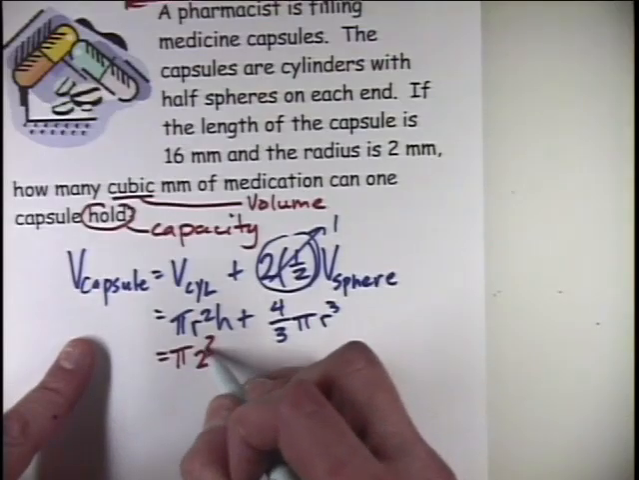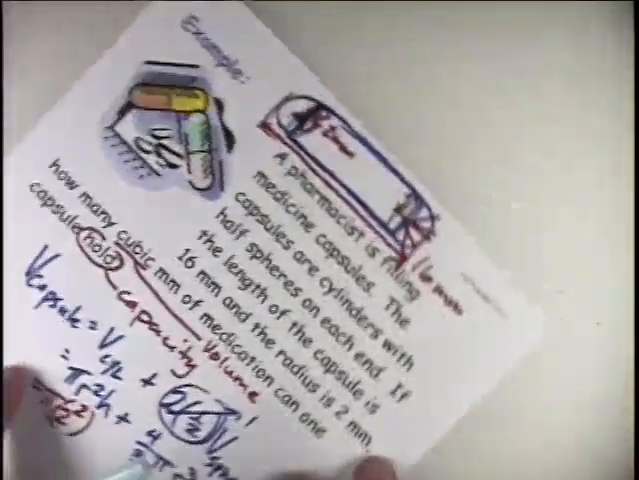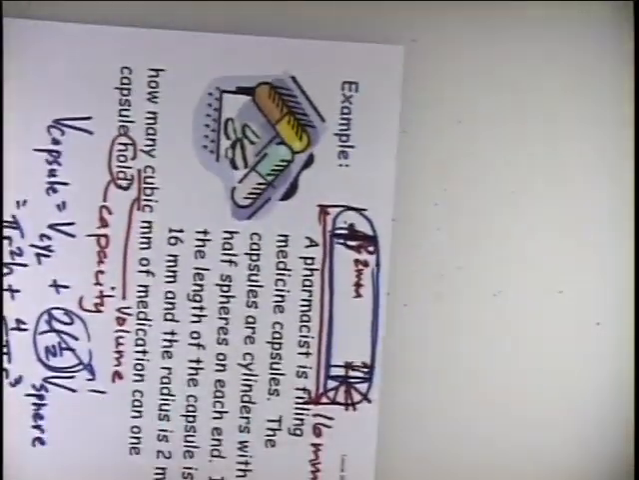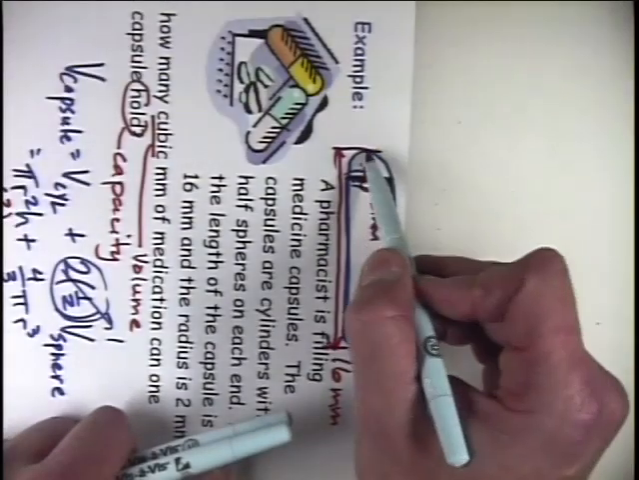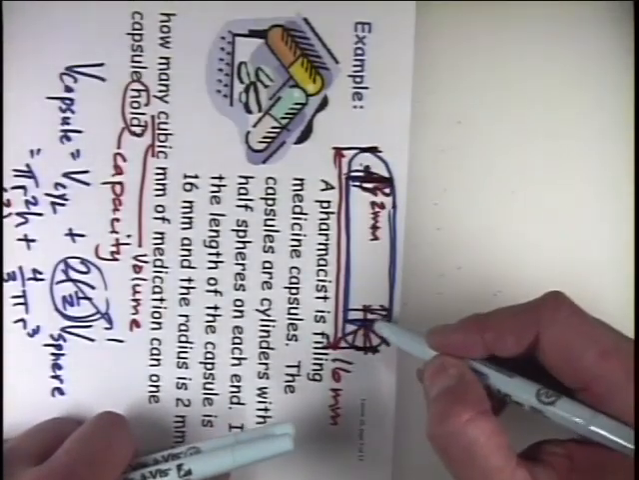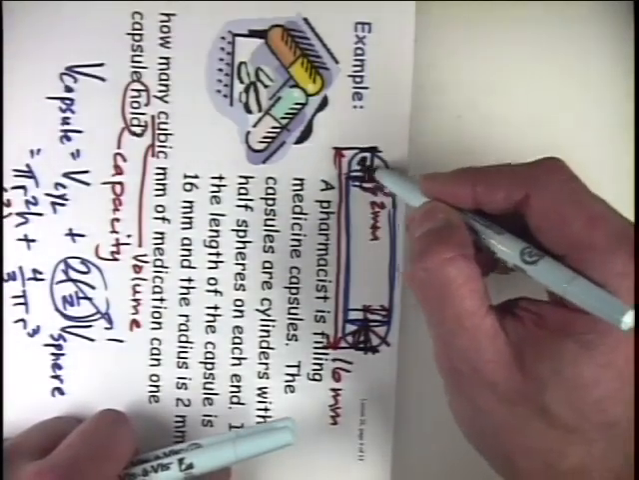So that's 2 squared times the height. Now here's where we need to be careful. We're talking about the height of the cylinder. We know that the total length of the capsule is 16, but that's from here to here. And remember that from here to here is 2, and also from here to here is 2.